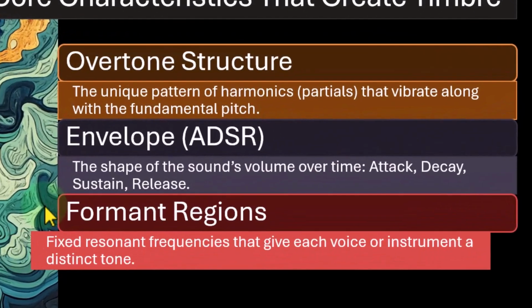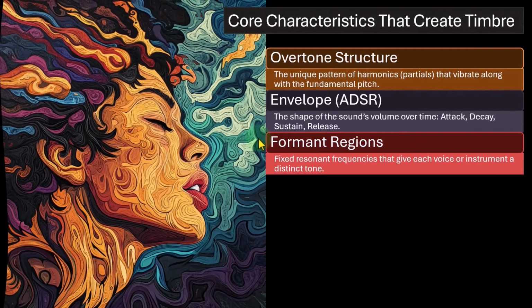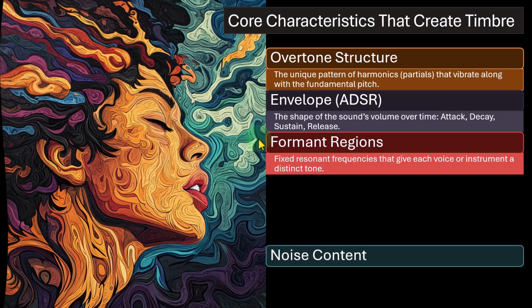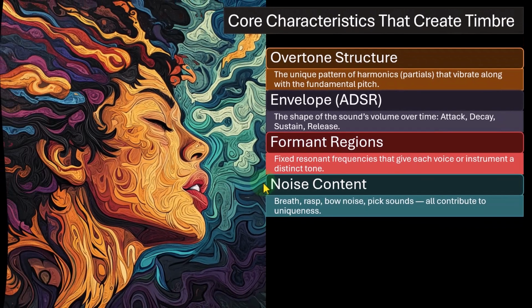Formant regions: fixed resonant frequencies that give each voice or instrument a distinct tone. So now when we're describing things, we can basically describe the region that's going to give the tone of an instrument or a voice. Obviously, when we talk about two different people, it's not necessarily just their volume and pitch that distinguishes different voices. It's these different resonances that are coming out as well.